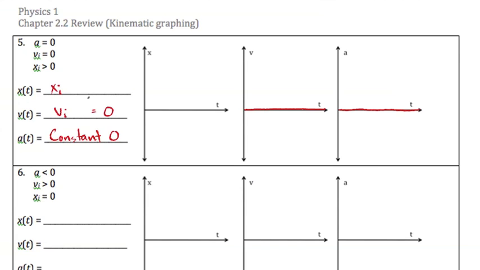So really, all we have is, well, what's our xi? Well, it's some value greater than 0, so it's going to start up here. So that means that our object is starting at a position greater than 0 and is staying there. Velocity is 0 and acceleration is 0. So what's this object doing? It's just sitting there. It's not moving at all. It starts displaced some distance from 0. So that's our xi distance right in there. But it's not going anywhere. And so that's what the graph for that looks like. So that'll be number 5.